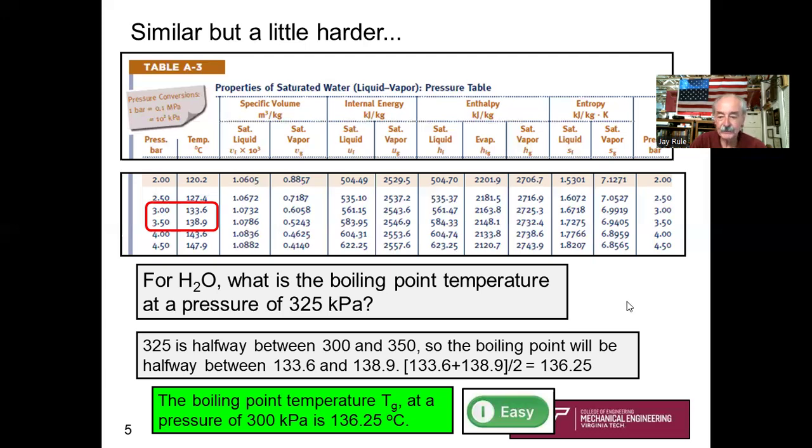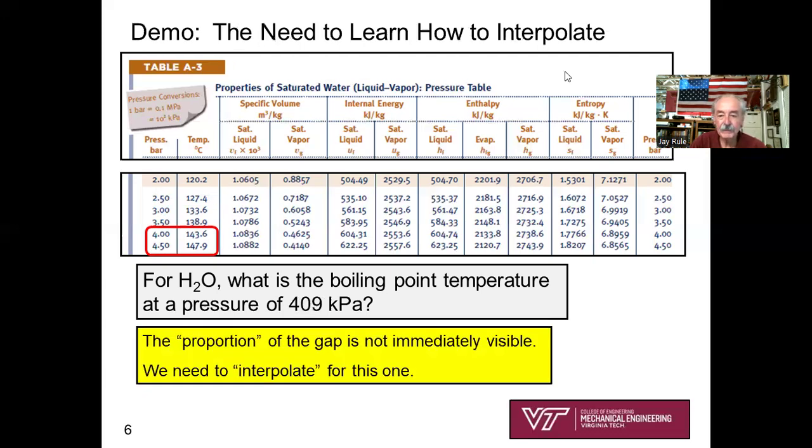Now we're going to do one that's harder. So I wouldn't exactly call this hard. I didn't label it hard. And it's fairly easy once you know the secret. So the rest of this video is to solve this problem. For H2O, what is the boiling point temperature at a pressure of 409 kPa, or in other words, 4.09 bar? And now, so I find 4 and I find 4.5. I'm at 4.09.